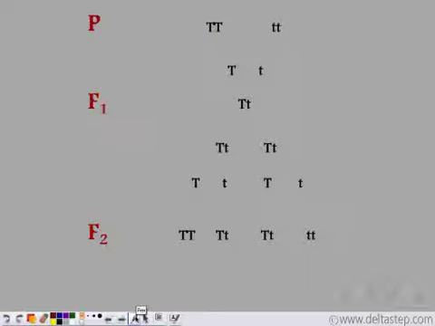Well, tall plants were crossed with dwarf plants. So the F1 generation, or the first generation, had the genotype capital T, small t. Now two plants from the first generation were crossed with each other. Now you know that reproductive cells have half the number of chromosomes.